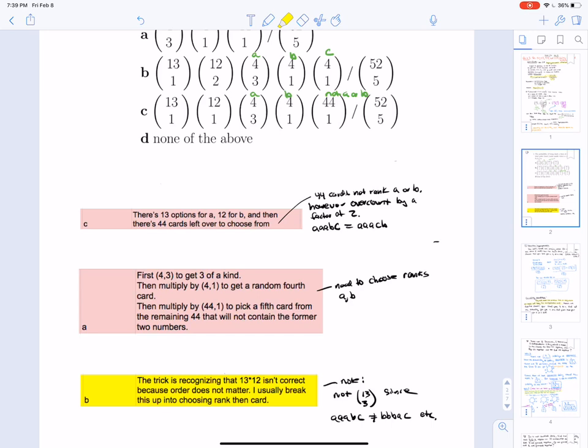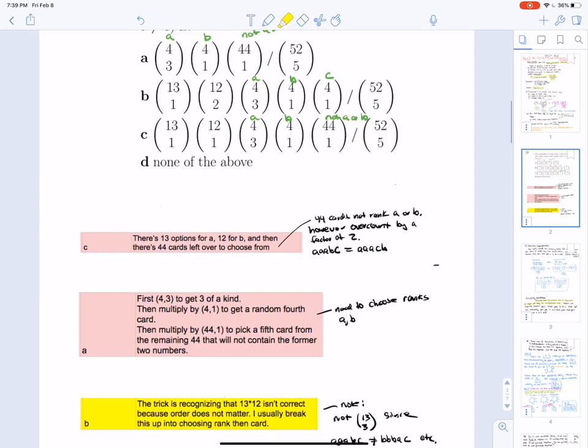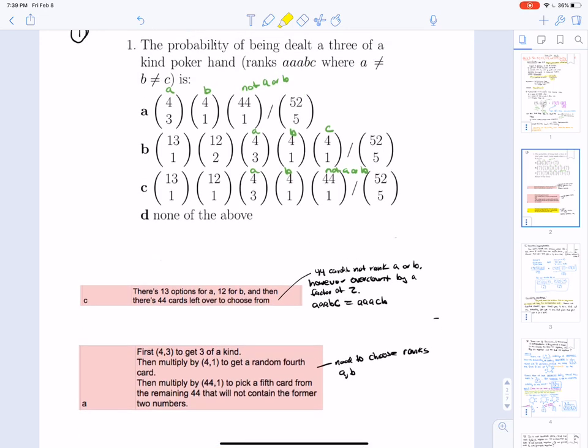Another person who said A forgot to choose the rank of A, and the rank of B, I should say. So that was a problem, and so the student got it wrong.